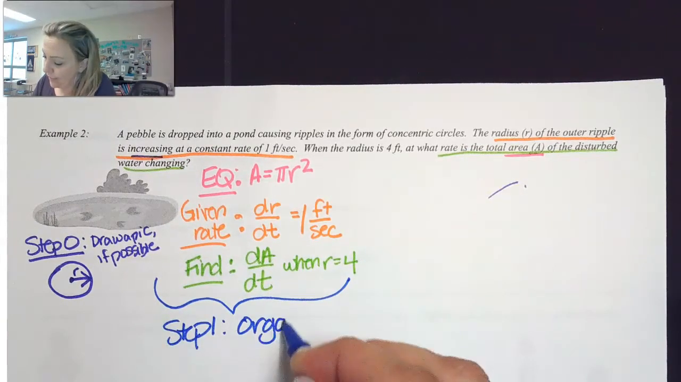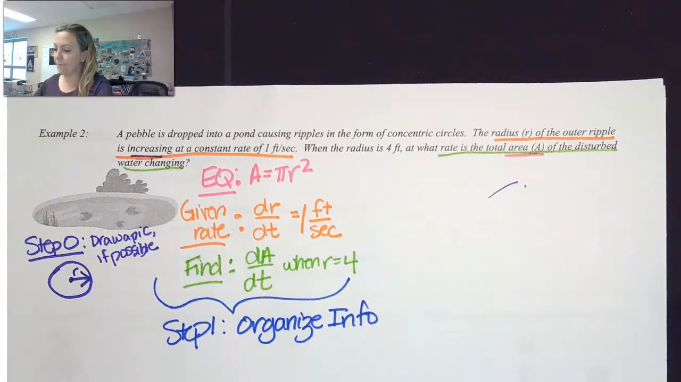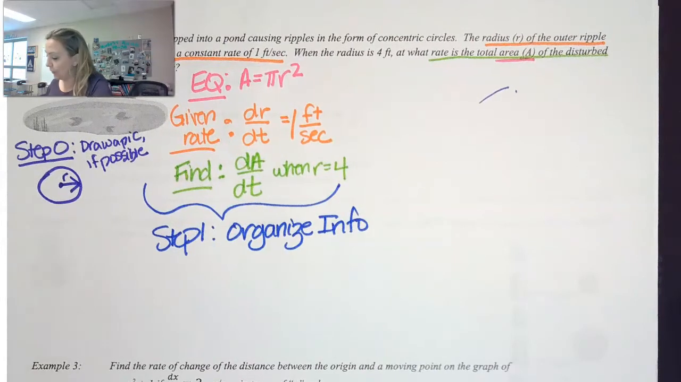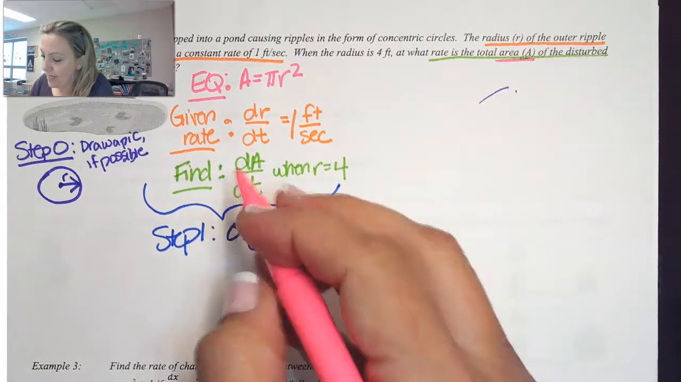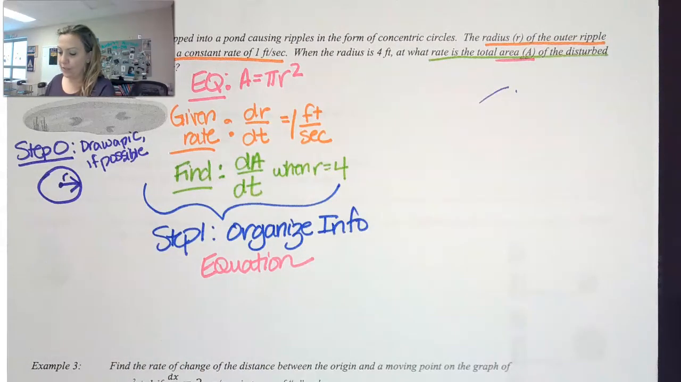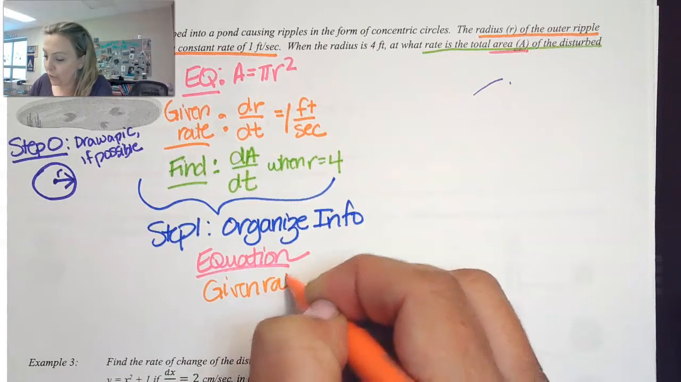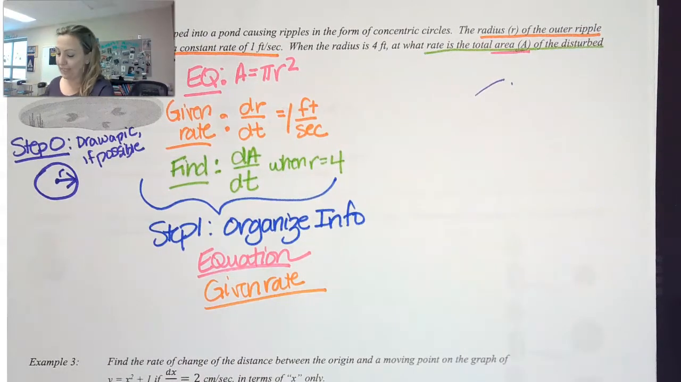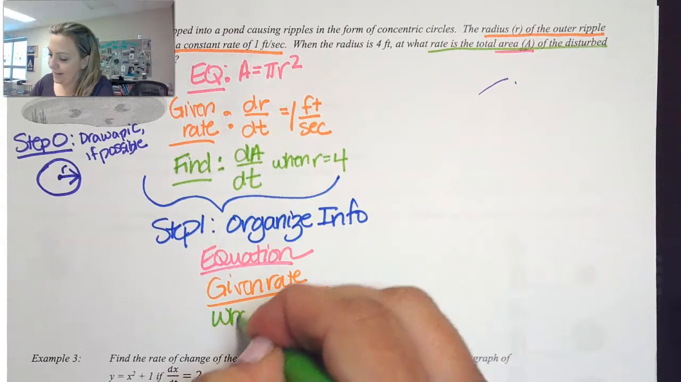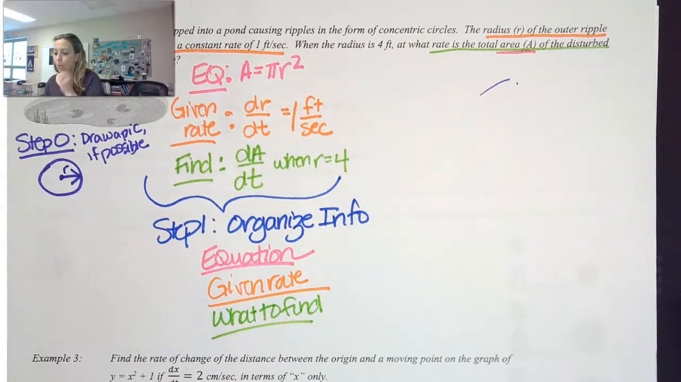So you're going to organize your information. And the things that we want to include in the organization of the information, and you can do it in any order, whatever you find works, but we're going to look for a specific equation. They usually give us some sort of a given rate. And then let's look at what we are supposed to find. Okay, so that's step 1, to organize our information.